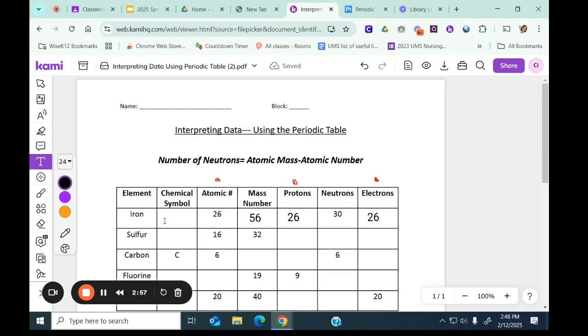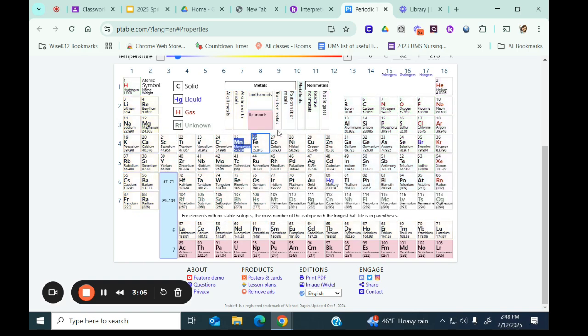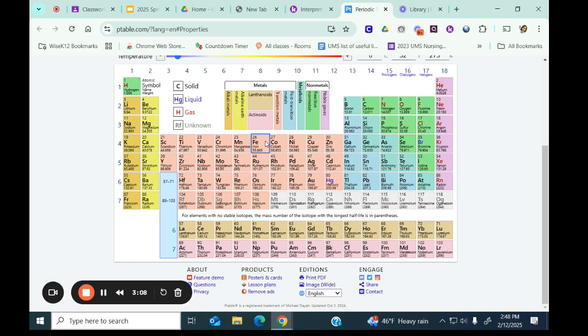Now, again, if you want to find iron on the periodic table, you're going to look up atomic number 26. Notice here at the top, that's always going to be your whole number. Some periodic tables will actually have that atomic number below the iron instead of above, so just look for the whole number, because atomic numbers will always be a whole number. So the atomic number of iron is 26.